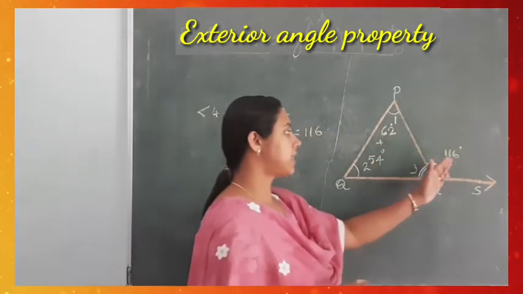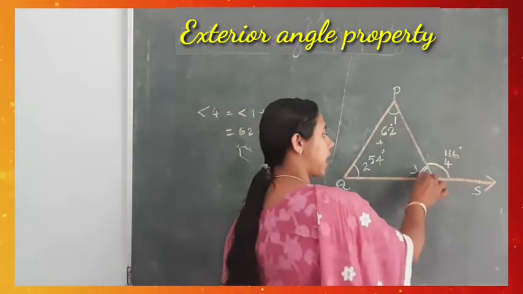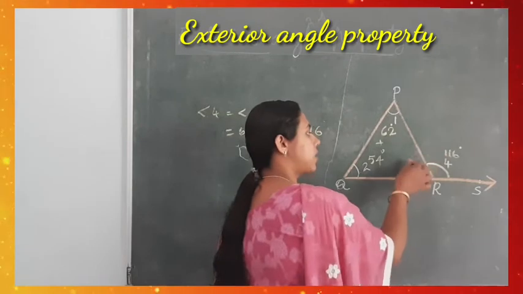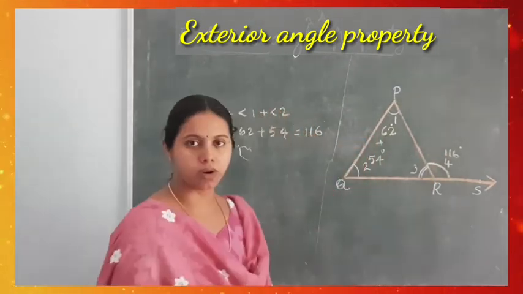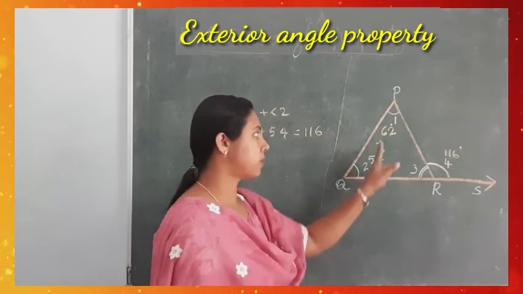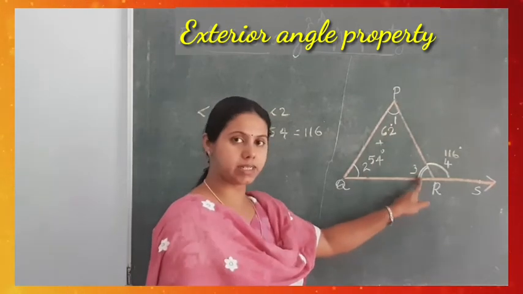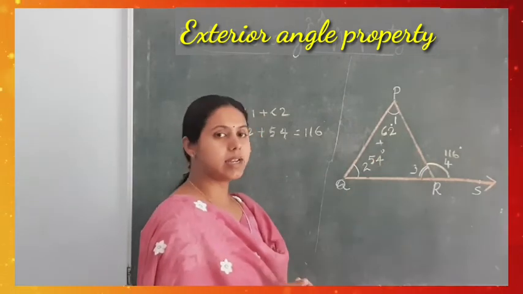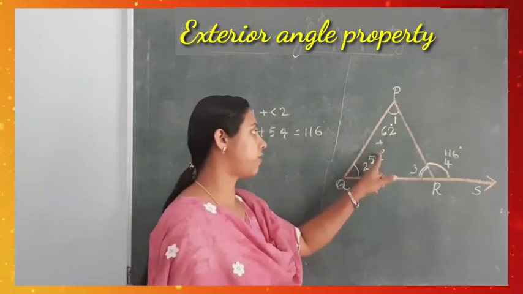And if you know this exterior angle, you can find this angle because they are linear pairs. So 180 minus the exterior angle, you will get angle 3 also. Otherwise, you can use the angle sum property. Two angles you know, so the sum of these three angles is equal to 180 degrees. So angle 3 is equal to 180 minus (52 plus 54 plus 62).